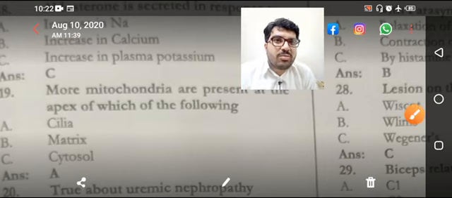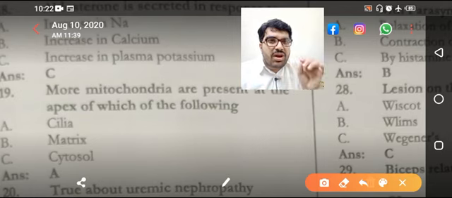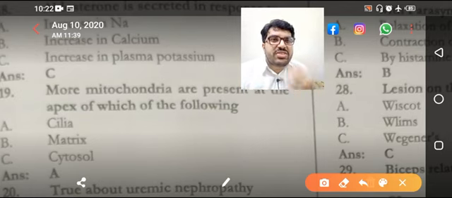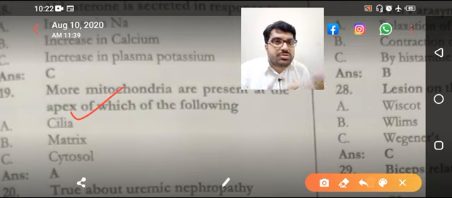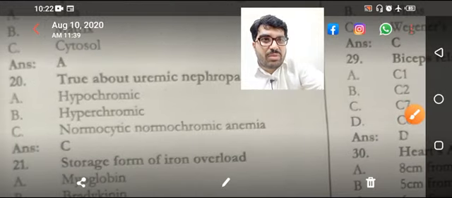More mitochondria are present at the apex of which of the following cells? Now if the question says more mitochondria are present in which cell, the answer is skeletal muscle. But if they ask about the apex of which cell, then that is cilia. Which cell needs more energy, the muscle cell or the cilia cell? The answer is the muscle cell, so it needs more mitochondria. So if they are talking only about the cell, the answer is muscle. But if they are talking about the apex, then cilia.